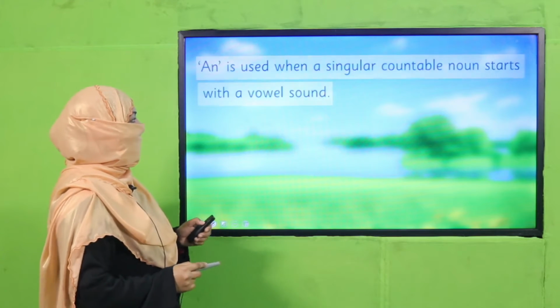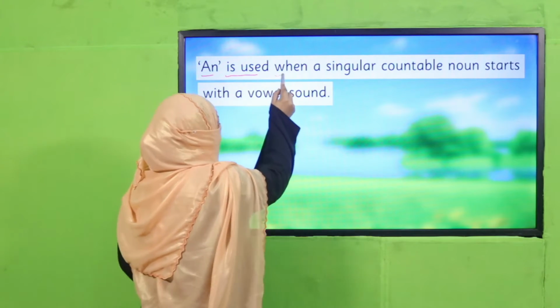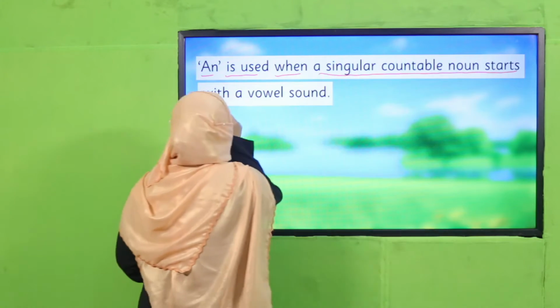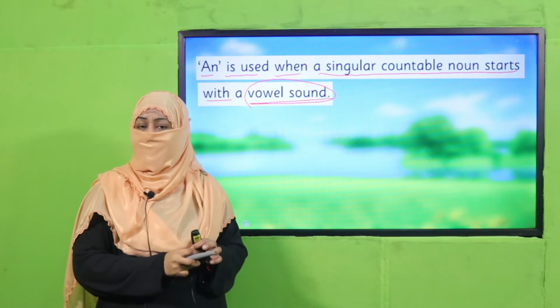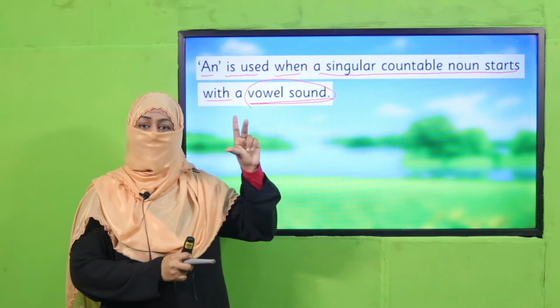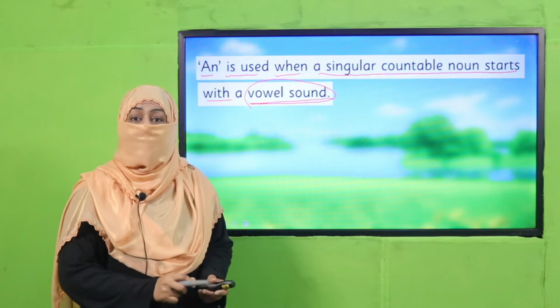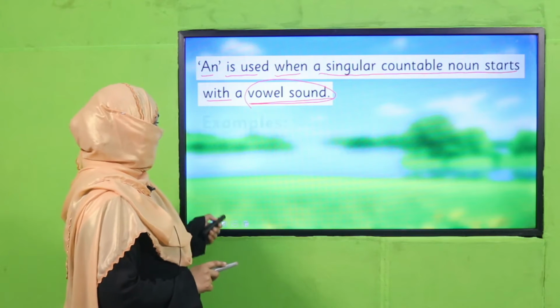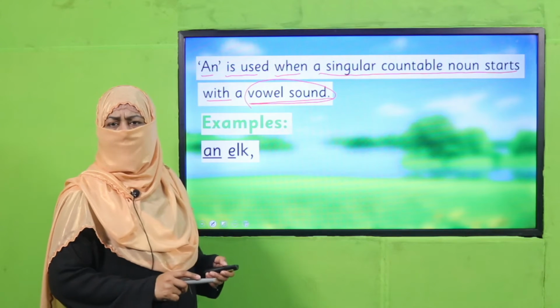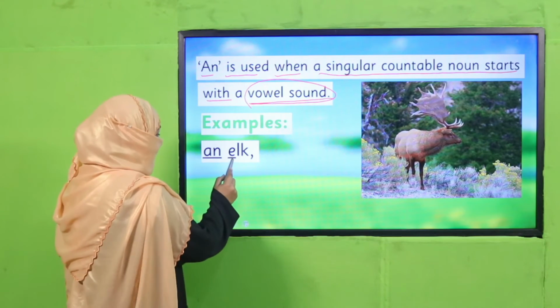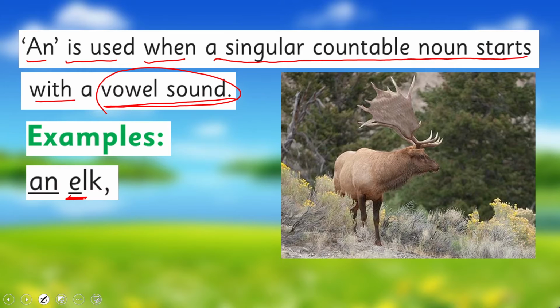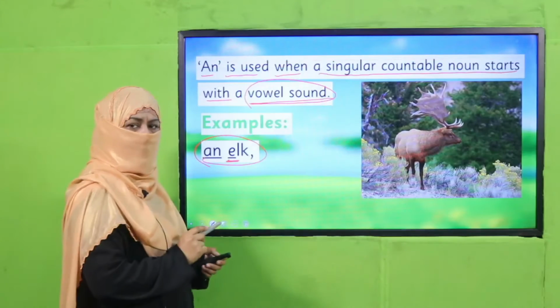Remember, an is used when a singular countable noun starts with a vowel sound. And the important point is, beta, it's a vowel sound. Remember vowels? There are 5 vowels in ABC. What are they? A, E, I, O, U. But these are 5 sounds. For example, an elk. You know what an elk is? Yes, it is this beautiful animal. Because it is starting with a vowel sound, that's why instead of saying a elk, we say an elk. This is the correct use of article.